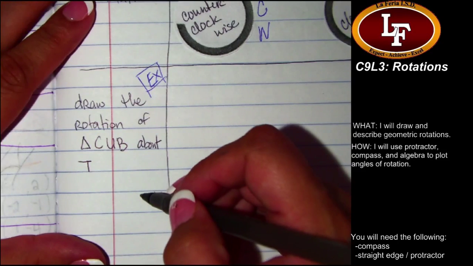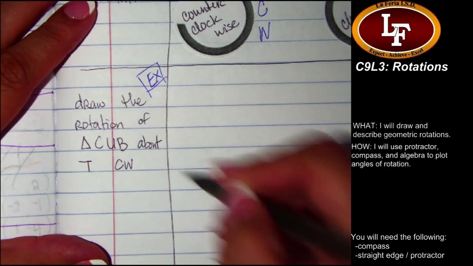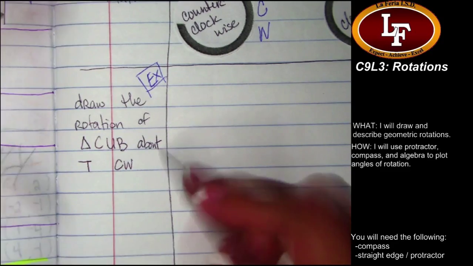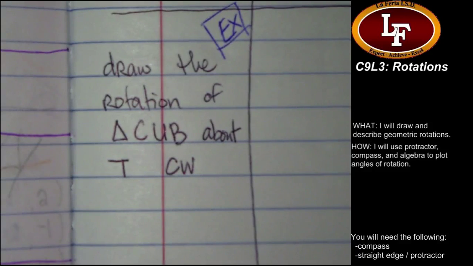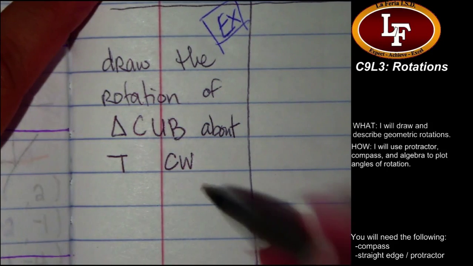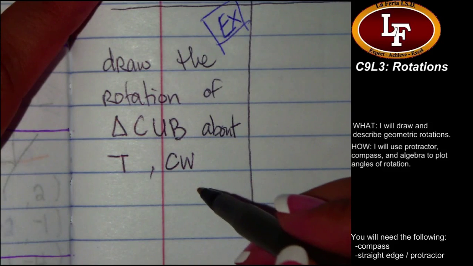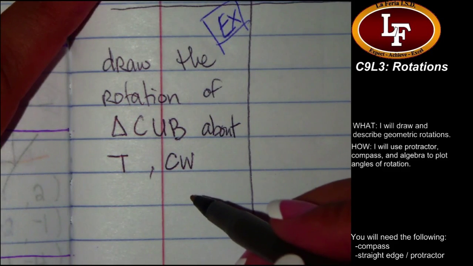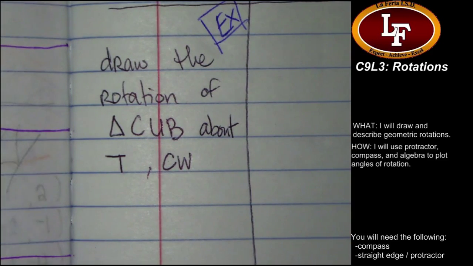Clockwise or counterclockwise? Let me zoom in a little bit more. Draw the rotation of triangle CUB about T clockwise. Now I need to know how far. What's my angle of rotation? Somewhere between 0 and 360. 90?